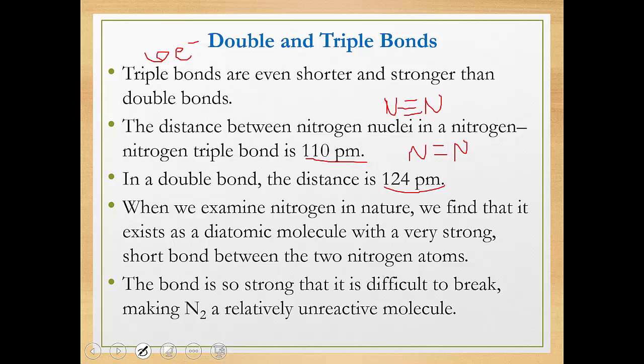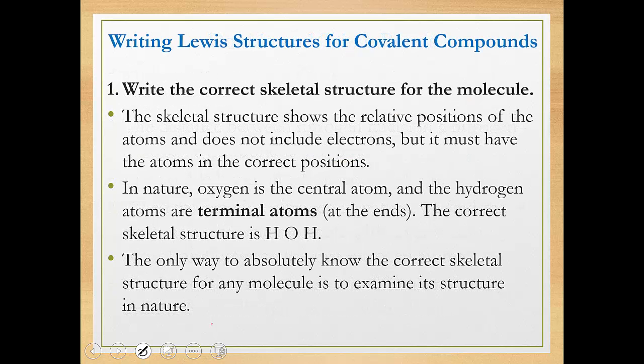When we look at nitrogen in a natural setting, we find that it exists as a diatomic molecule, very short, strong bonds, that triple bond. And that triple bond is so strong that it becomes very difficult for other atoms to kind of cut in and break it. So elemental nitrogen, that diatomic molecule, tends to be relatively unreactive. You've got to put a lot of energy in there to break that bond and to get nitrogen to do anything in that form.